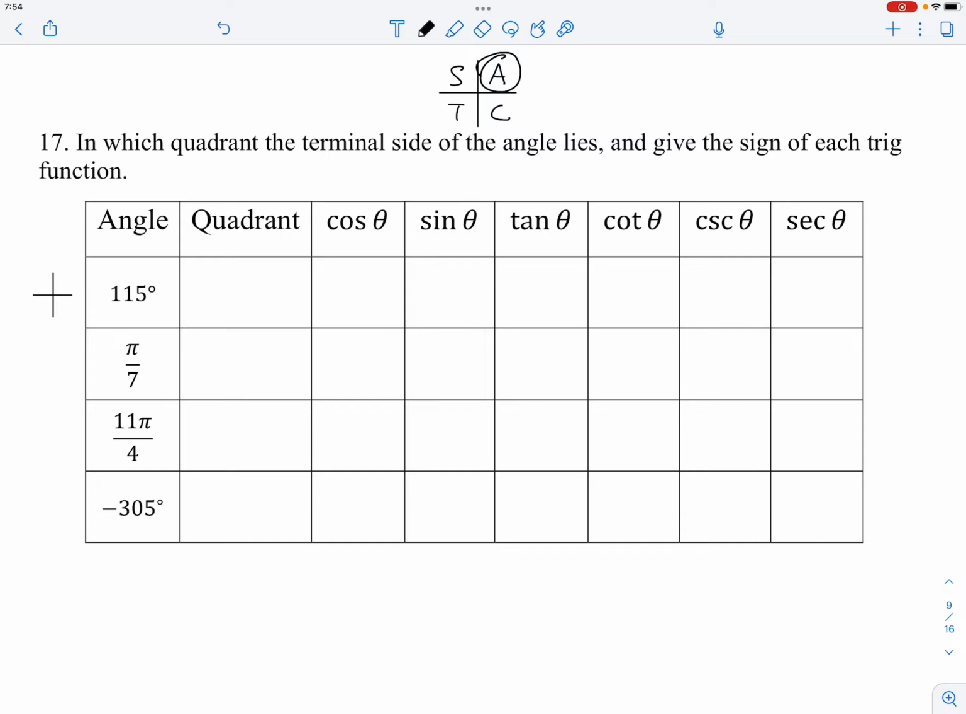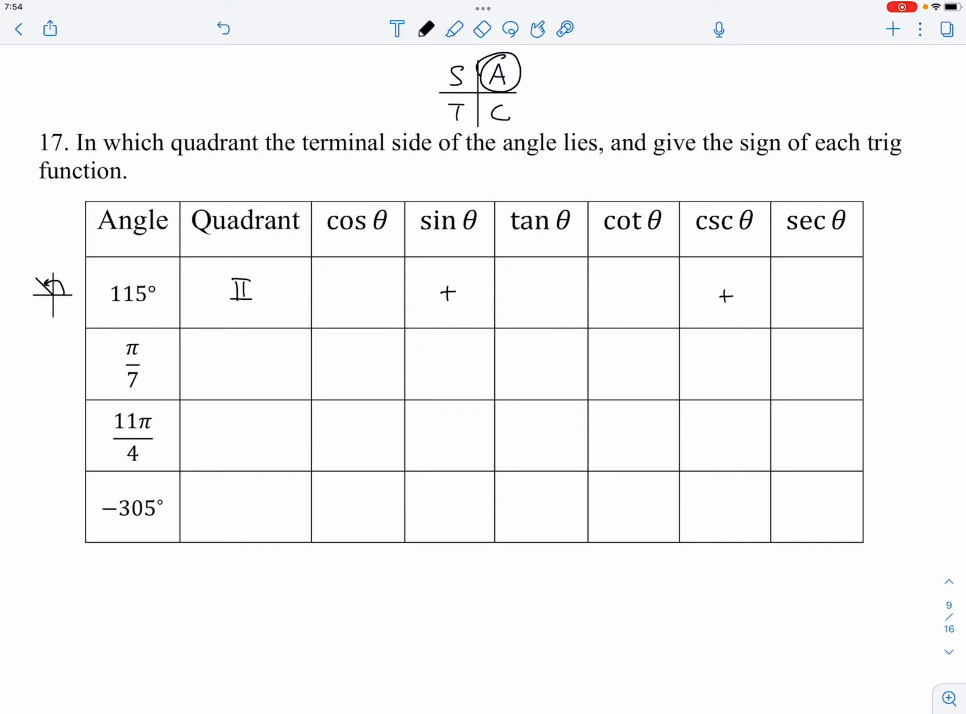So for 115, it should be somewhere right here. Okay, should be somewhere right there. So that's 115. This is in quadrant 2. We always use Roman numerals for quadrants. And if it's quadrant 2, that means sine and cosecant will be positive. Everything else will be negative. I'm just going to skip the negative for the moment. We can do it at the end. Let's focus on the positive so that we can keep the picture clear.